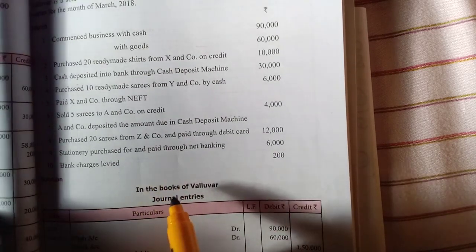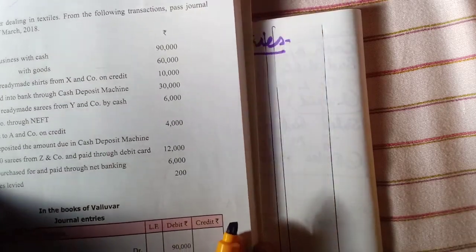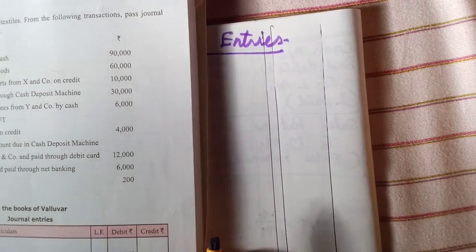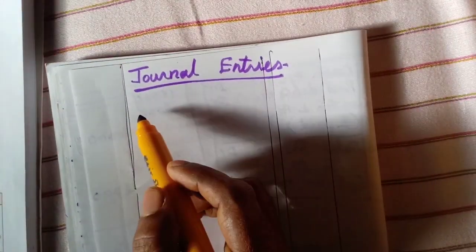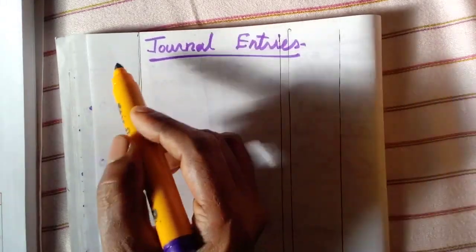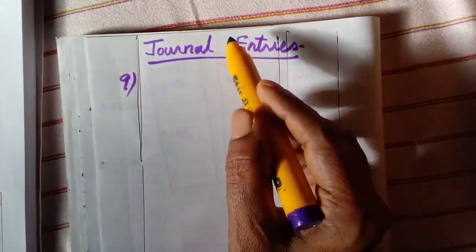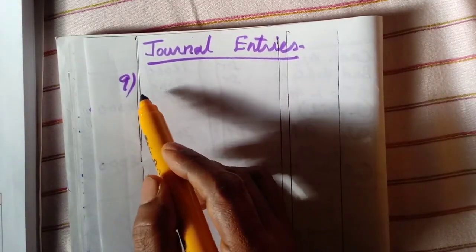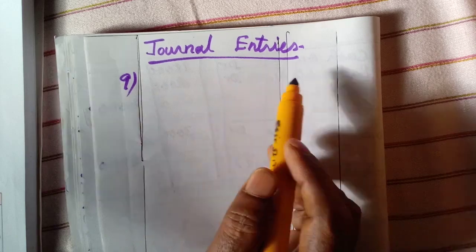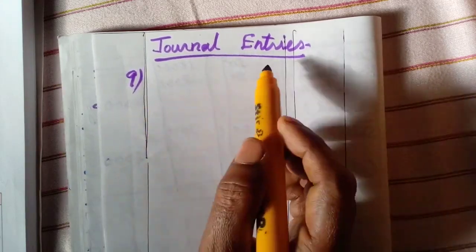Okay, so I will do it and show it in the notebook. I will explain, so you keep your textbook next to you when I am explaining, then only you will understand. Journal entries I have written. First you write the number 9, illustration 9, the journal entries. Then you should write the date, particulars. I have drawn the line already, otherwise it's a waste of time.